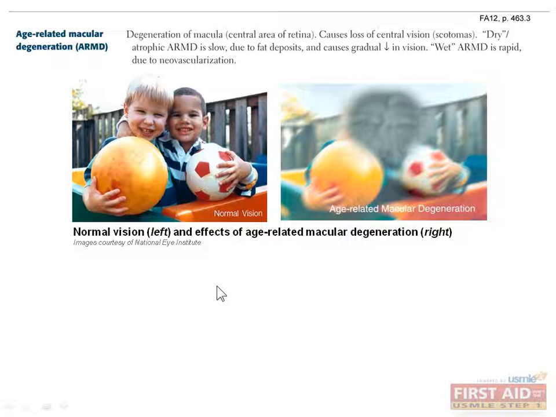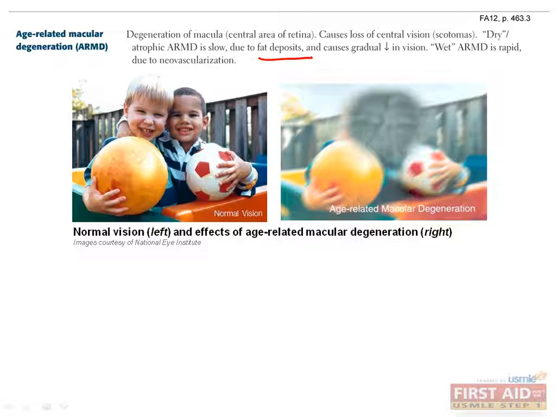It starts out as dry macular degeneration, which is slowly but gradually progressive. On optoexam, you'll see drusen spots, which are basically fat deposits. As the disease progresses, the central scotoma gets bigger, but peripheral vision is usually preserved.